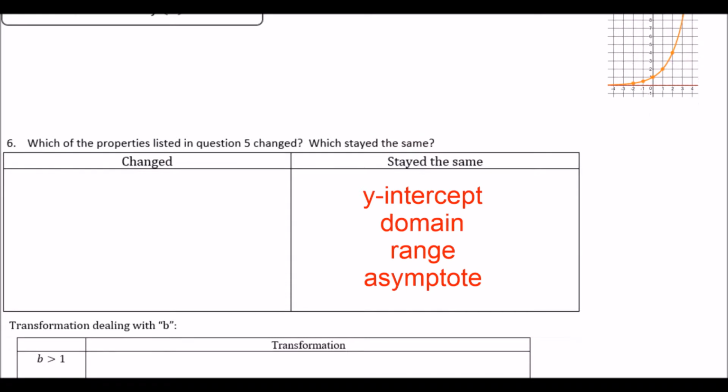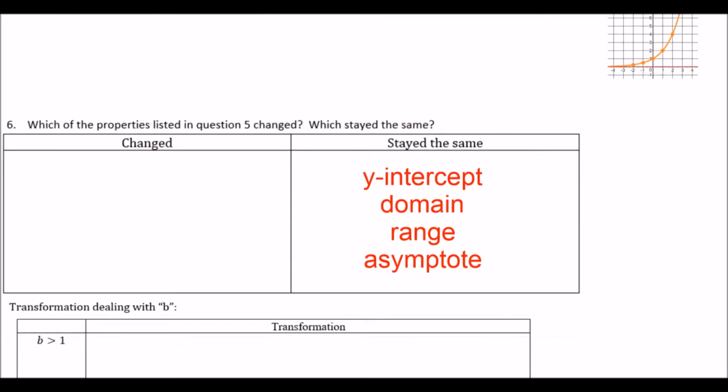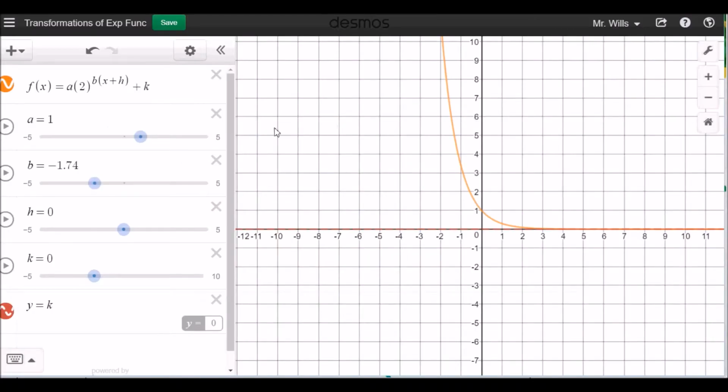However, it definitely affects whether it is increasing or decreasing. Again, if we go here, my n value, my base value is 2. By changing the b value, right now it's decreasing when it's negative, but then it's increasing when it's positive. So you can see I can change the increasing, decreasing property of the function.